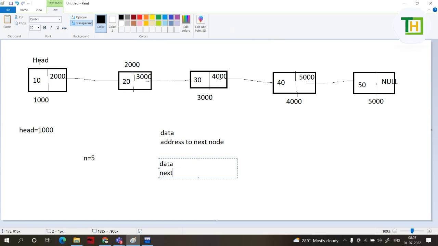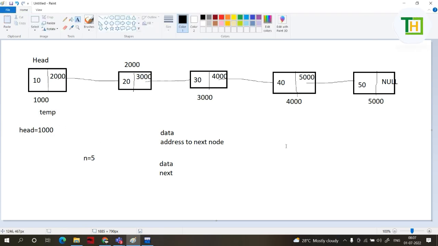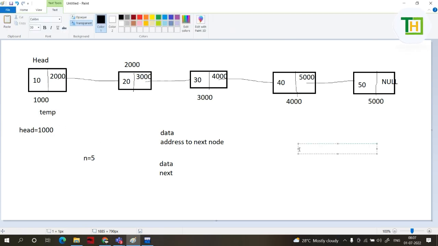You observe here header.data is 10 and header.next is going to be 2000. That's why I'm going to take one temporary variable at head. I'm going to check whether temp.data is equal to, for example, 50. Temp.data is equal to 50?